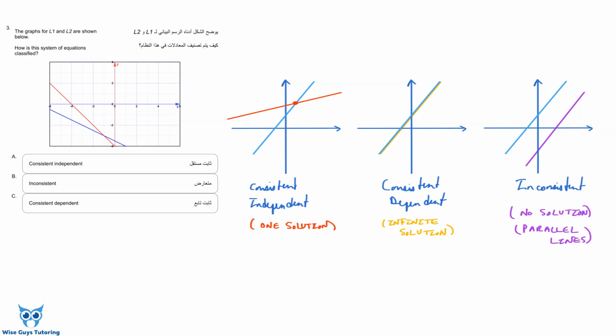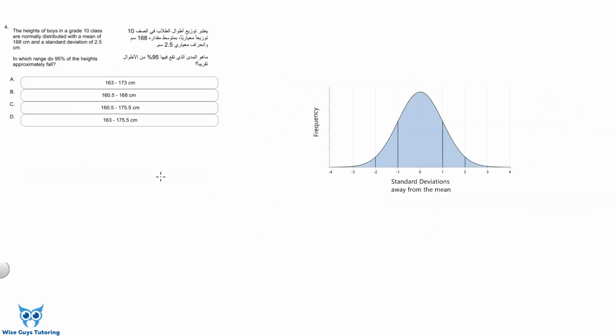We'll go on to question number 4. Let's do question number 4. This is about statistics, so this is from my side, it's not from the EmSAT, okay? The heights of the boys in a grade 10 class are normally distributed with a mean of 168 centimeters and a standard deviation of 2.5 centimeters. In which range do 95% of the heights approximately fall?